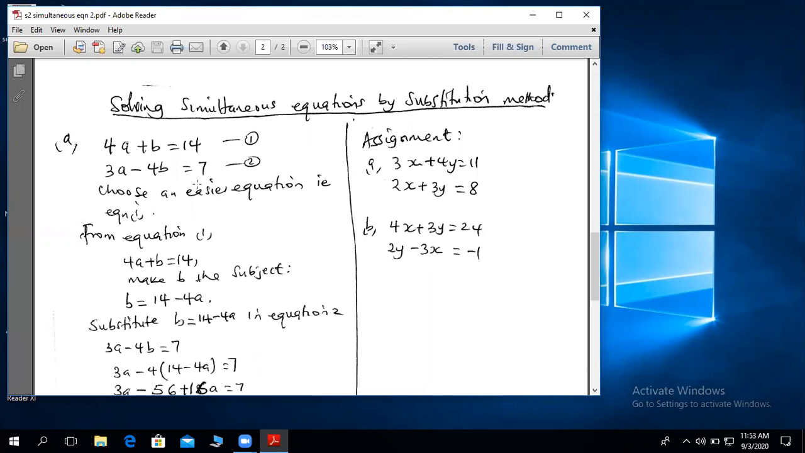When you want to use substitution method, you choose one of the two equations which you feel is easier for you to make one unknown the subject of the formula.